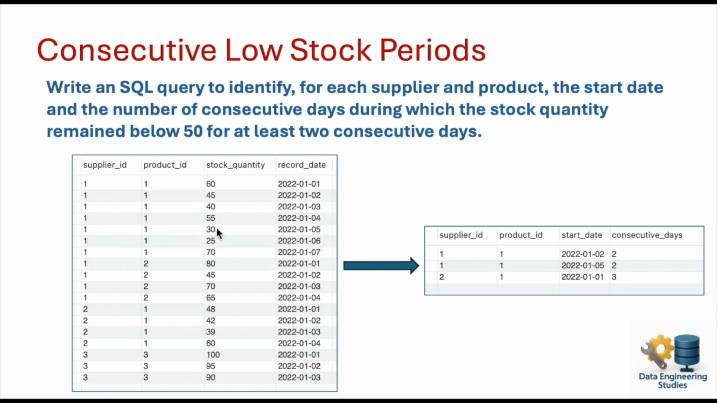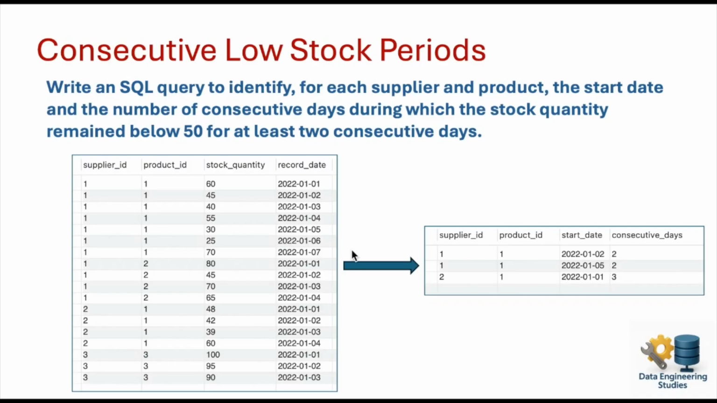If you see the next two records, the quantity is less than 50 and they are consecutive days. This is 1/5 and this is 1/6. So we will populate this in our output. This is for the supplier ID 1 and the product ID 1, the start date is 1/5 and the consecutive days are 2. That is 1/5 and 1/6. We have 2 in our output.